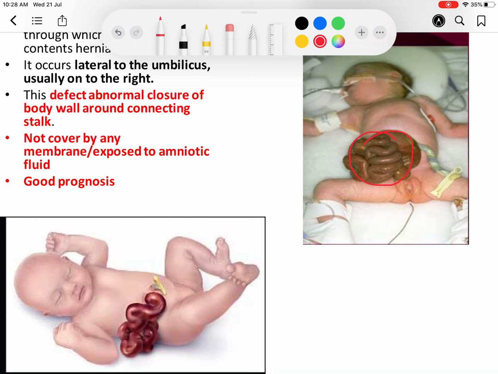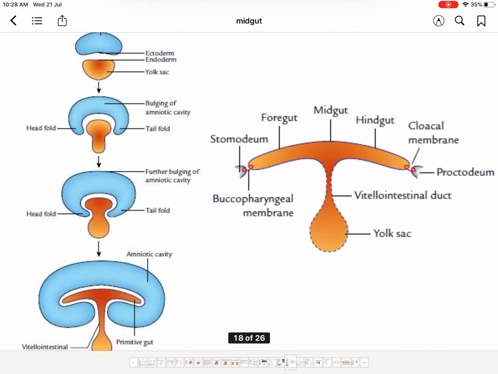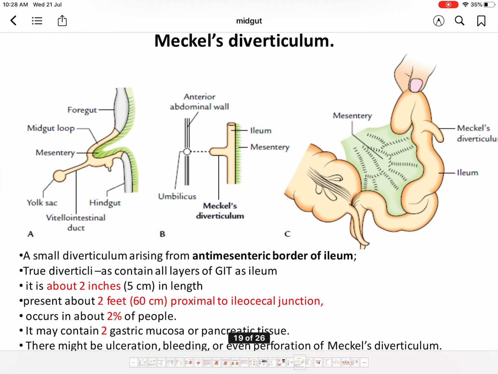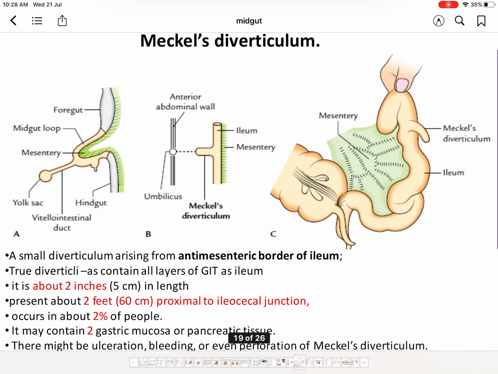And how can we differentiate? In this condition, the herniated loops are not covered with any amnion, so they are exposed to the amniotic fluid, and the prognosis of this condition is good because it is not associated with any cardiac or neural tube defects or any other genetic defects.